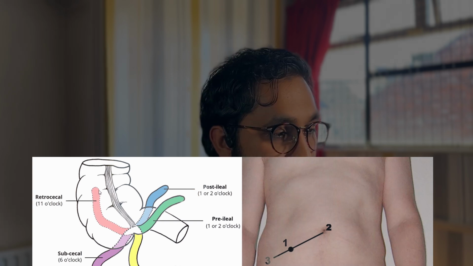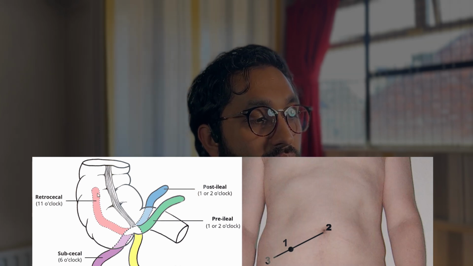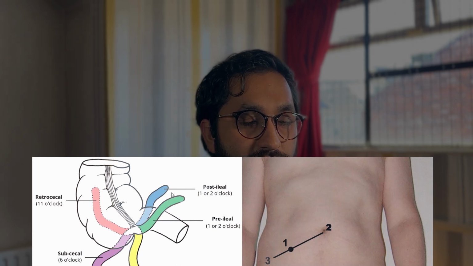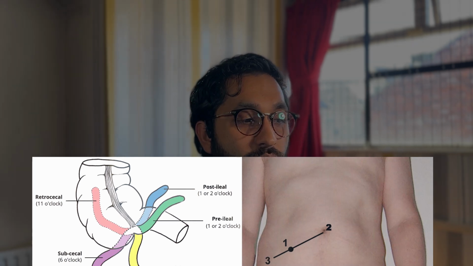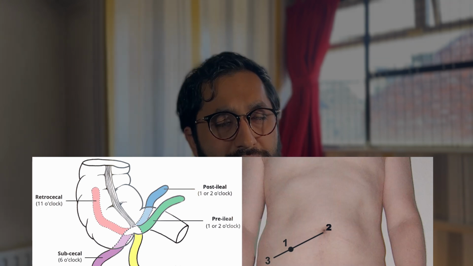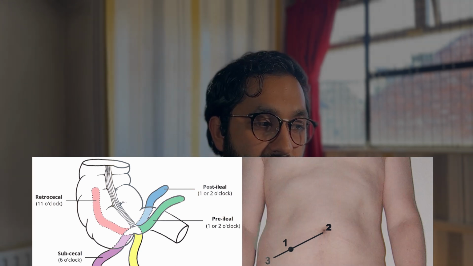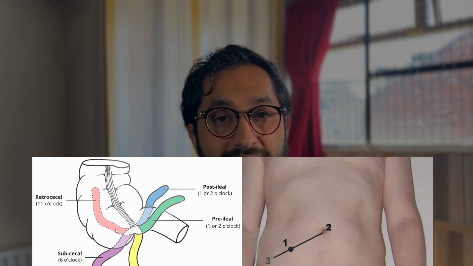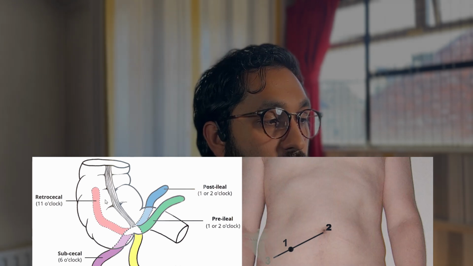Now, the image on the left here, we have different locations or different anatomical variations of the appendix in terms of position. So we have one that is retrocecal, we have one that is pelvic, located towards the pelvis, postileal, preileal, subileal. But the main one that is very common is that 63% of the population have retrocecal.